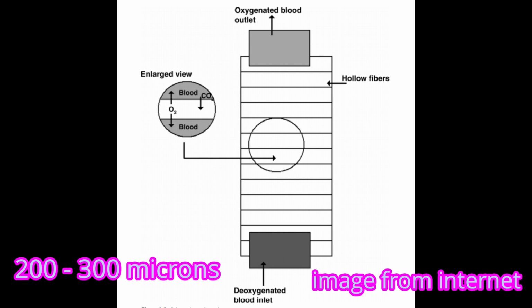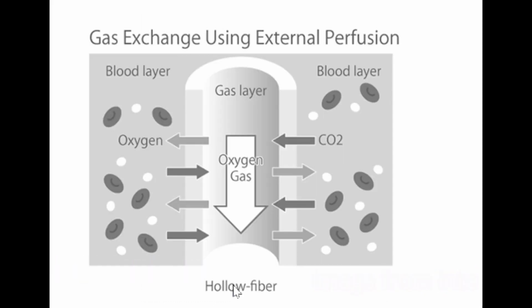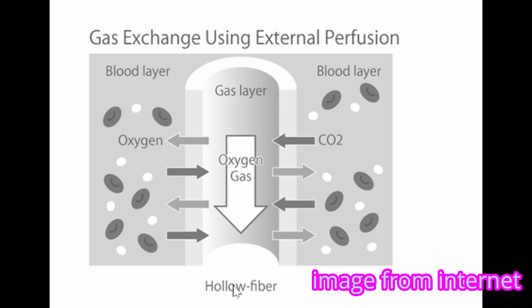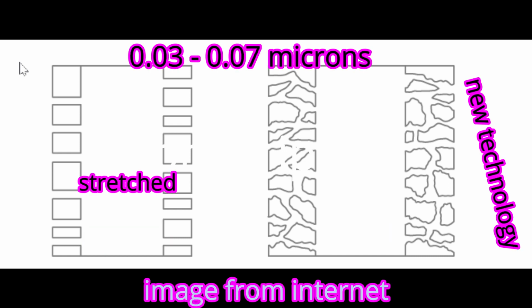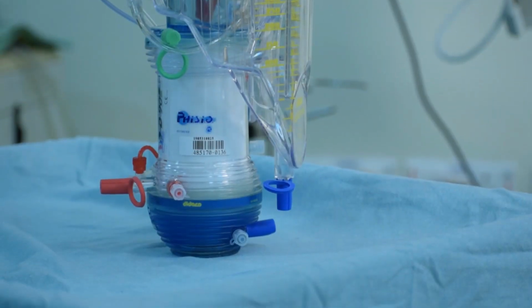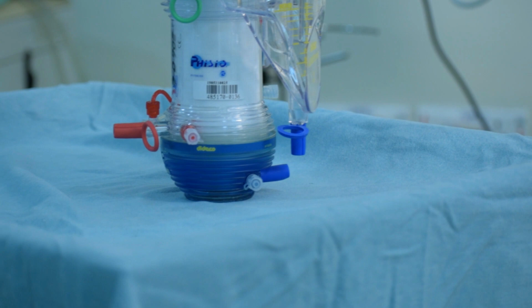The fibers are capped on each end with a polyurethane material and are typically in the range of 200 to 300 microns. The pores in these membranes are developed by stretching them, and the pores are usually around 0.03 to 0.07 micrometers in effective diameter and cover at least 50% of the membrane surface.